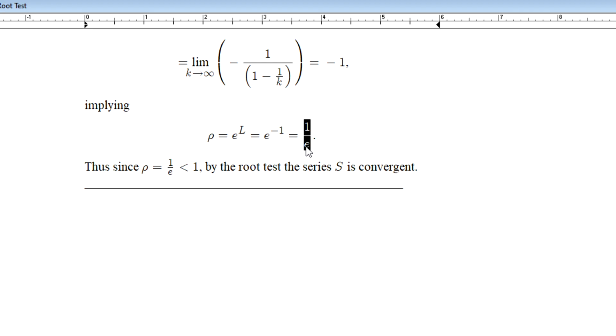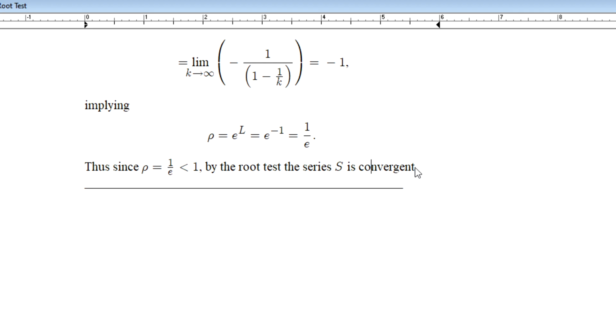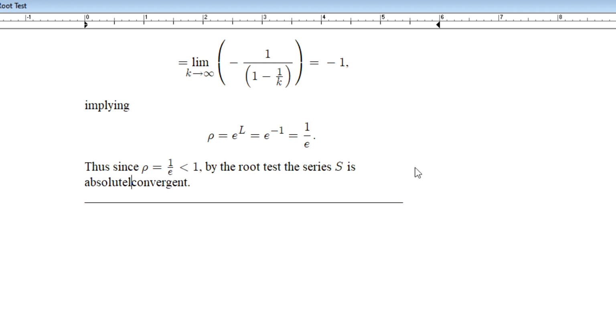Well, 1 divided by 2.72 is less than 1. So rho, since rho equal to 1 over e is less than 1, by the root test, this series is convergent, right? It's absolutely convergent and thus is convergent. We know we're dealing with an absolutely convergent series here. It's convergent, well, I should say, let's just go with absolutely, because again, it is an alternating series. So we might be a little more specific here in calling it out as absolute, all right?